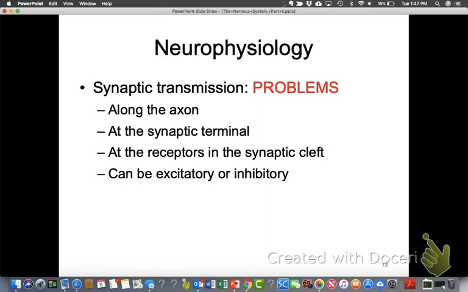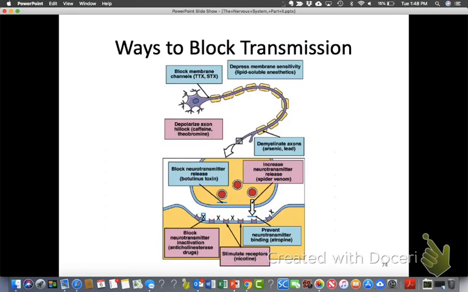Okay, so as we study neurophysiology of synaptic transmission, we're going to look at some problems. You're actually going to answer questions on the test about the problems associated with synaptic transmission. So where can things go wrong? I can have problems with the axon not sending the signal, or problems at the synaptic terminal, or problems with the receptors, and I can have problems that are either excitatory or inhibitory. Again, this is a diagram out of another textbook, so let's work our way through it.